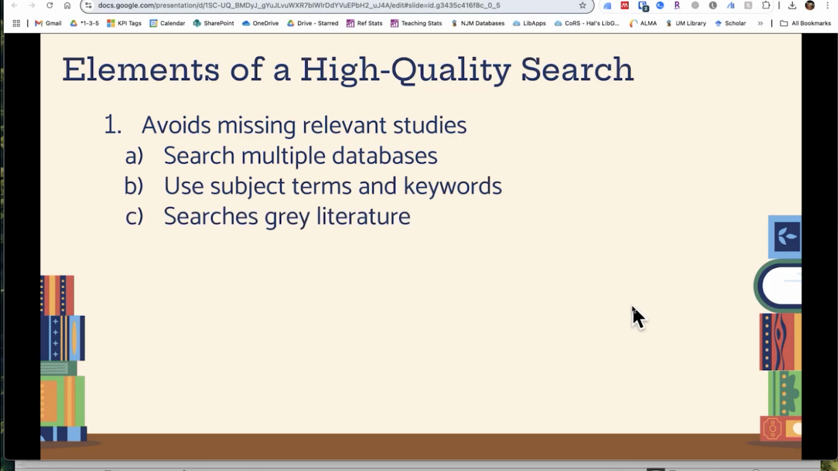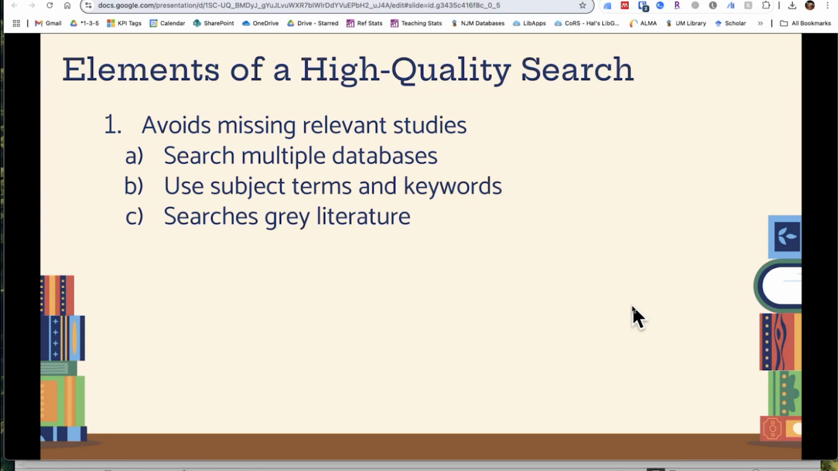And you also search the gray literature. If I was in person or if I could see the chat better, I would ask people how familiar they are with the term gray literature. For those of you who may not have heard it before, gray literature is just material that has been published in a non-traditional format. Mostly when we think of traditional publishing, we're thinking of books and journal articles. Those are the main two types of evidence.